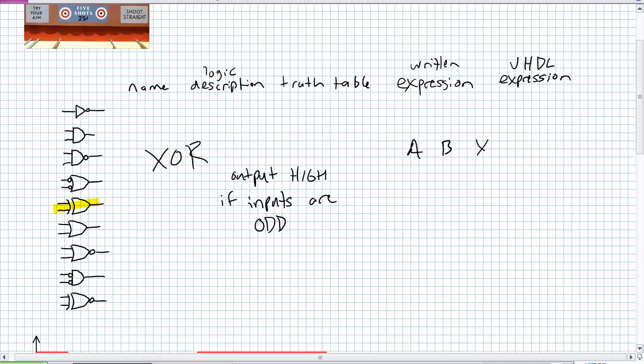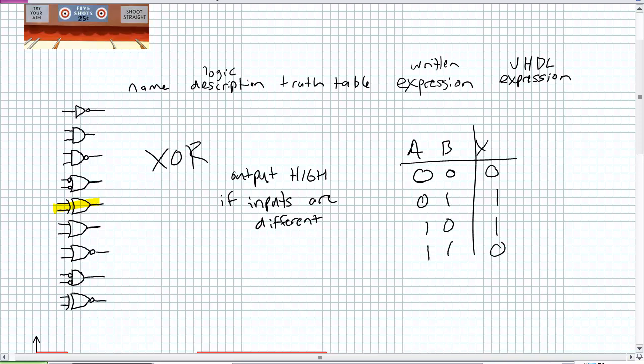A, B, X. Let's go back to the exclusive OR. 0, 0, they're the same. 0, 1, they're different. 1, 0, different. 1, 1, the same. What is the written expression for the exclusive OR? X is equal to A exclusive OR B.